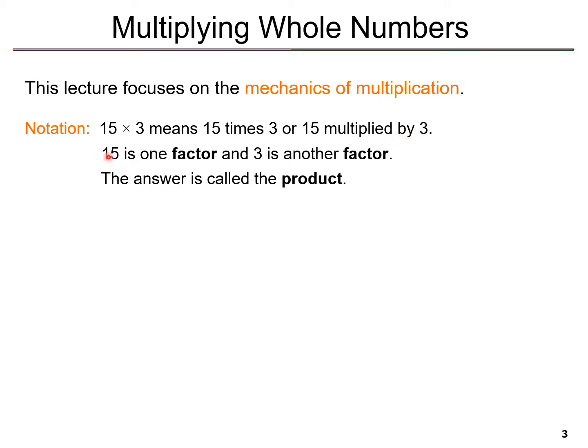Here, 15 is one factor, 3 is another factor. These numbers that we're multiplying together, these are called the factors. The answer we get when we multiply is called the product. We're going to see that the product of 15 and 3 is 45.